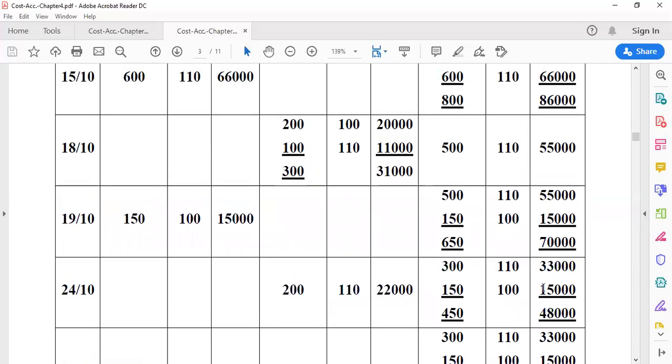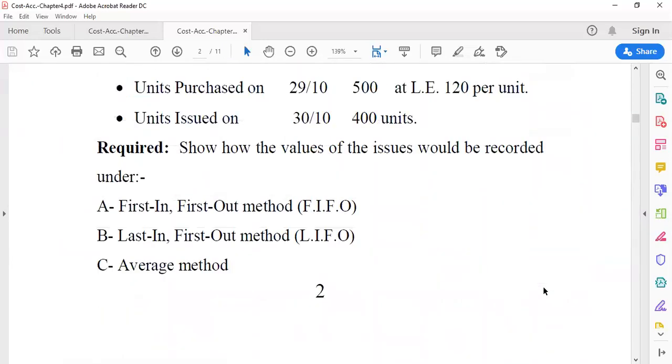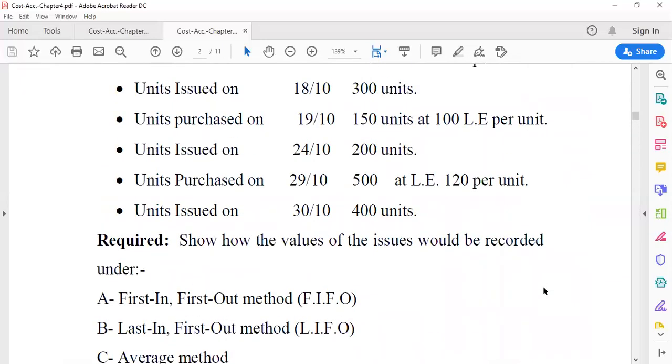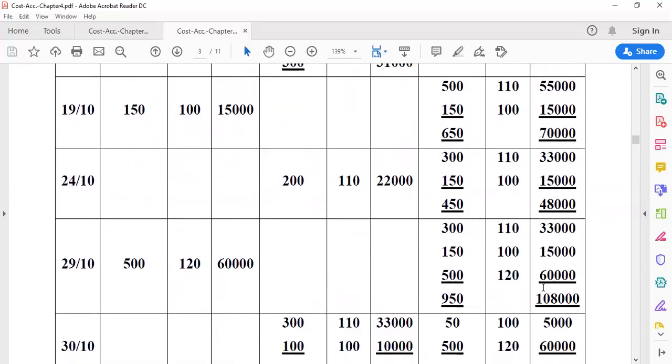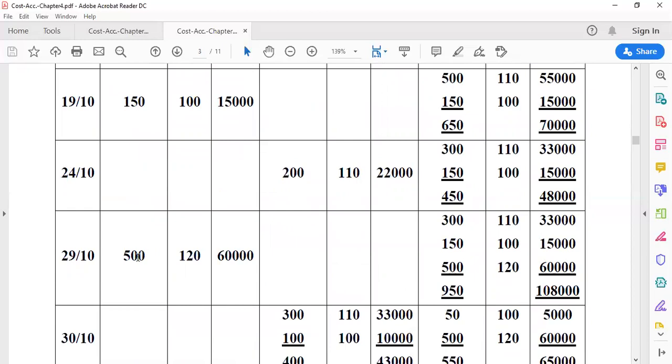What about the next date? On 29 October, we purchased 500 with a new price, which is 120, sorry. So under purchases, quantity would be 500, with price 120, multiplied.